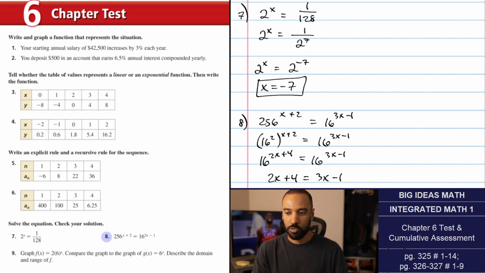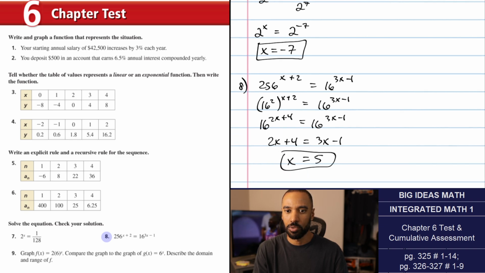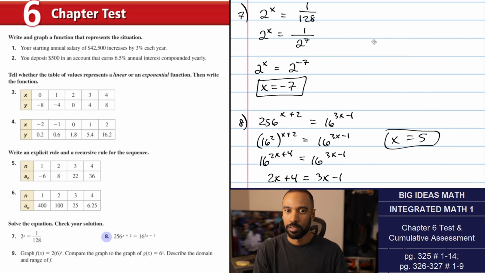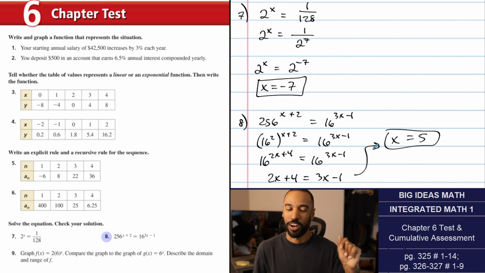If I subtract 2x from both sides, I'll get x. If I add 1 to both sides, I get 5. So I'm just going to write that like that. X equals, oh, you can't see that. X equals 5. I'll write that over here. I'll use this one as my snapshot, my thumbnail. All right, there we go.